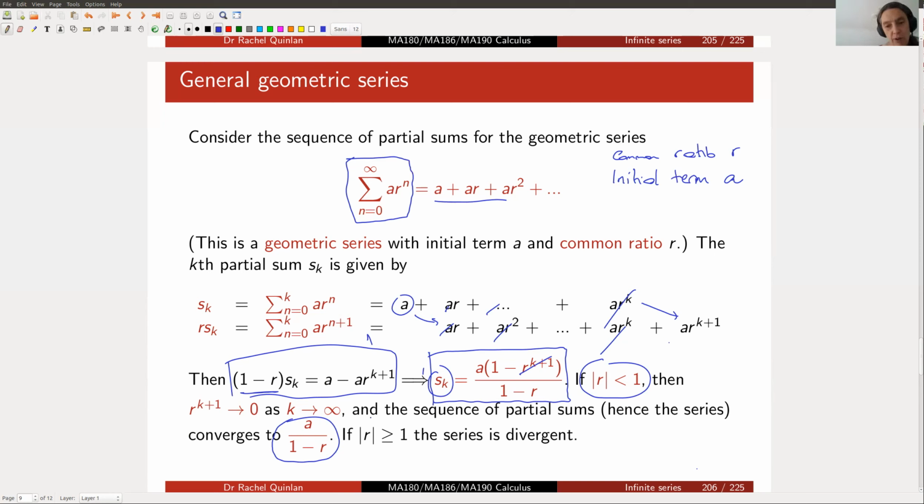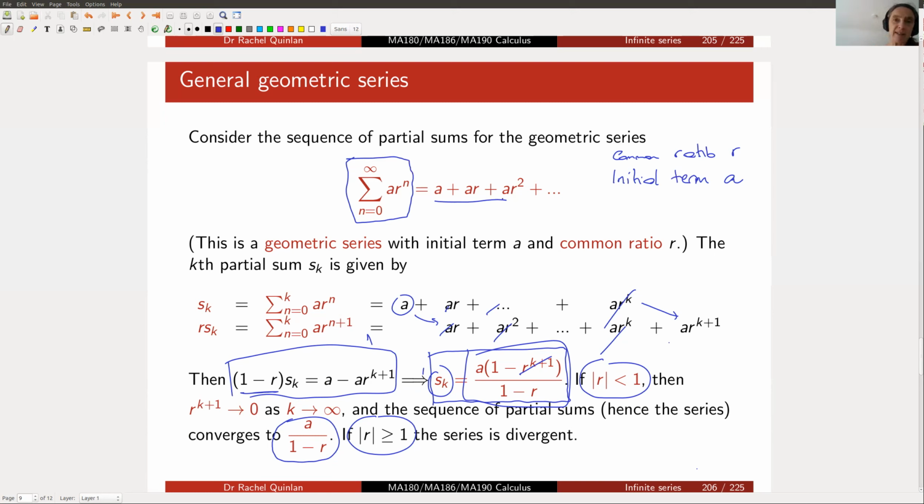And if the absolute value of R is greater than 1, then certainly R to the K plus 1 is going off to infinity, maybe alternating between plus and minus infinity, but certainly going without bound. So in that case, the series is divergent. If R is equal to 1, that's slightly trickier to read from here. But then the series is just A plus A plus A plus A plus A, so unless A is 0, it's divergent.